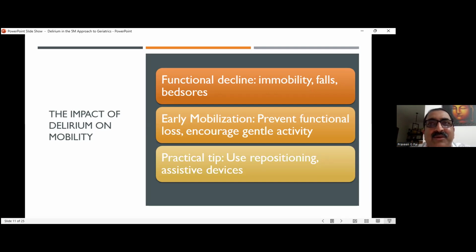Functional decline again. You have to recollect all the activities of daily living and instrumental activities of daily living. Forget about the instrumental activities of daily living. Somebody who has a delirium, at least we have to maintain their activities of daily living. Otherwise, functional decline is going to be profound, which can again be very much detrimental for the person.